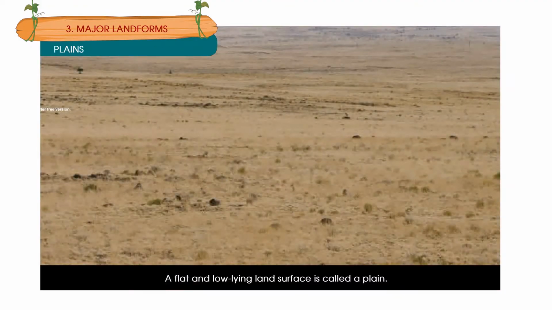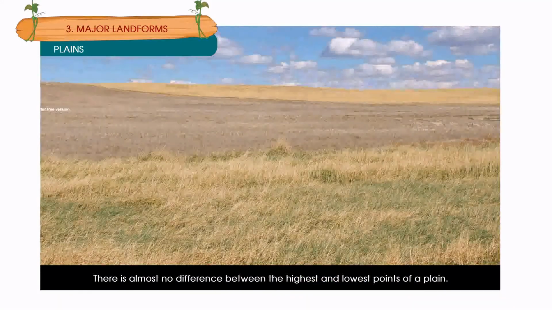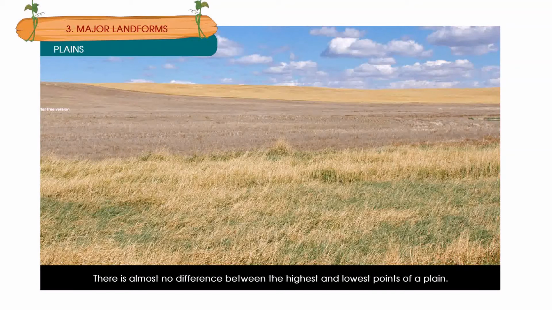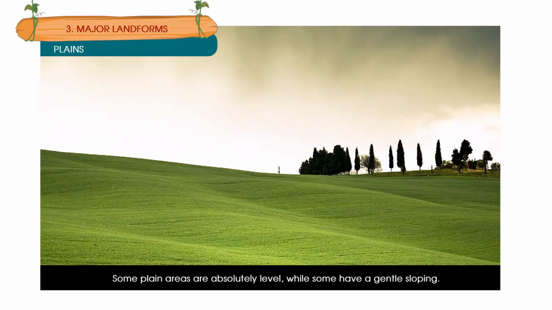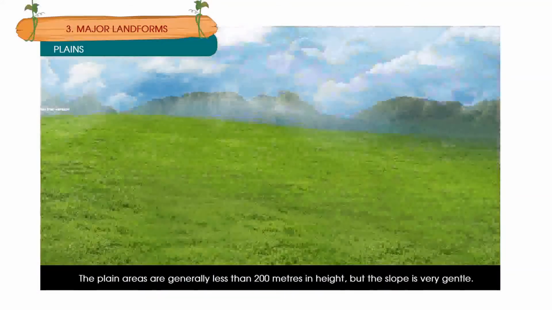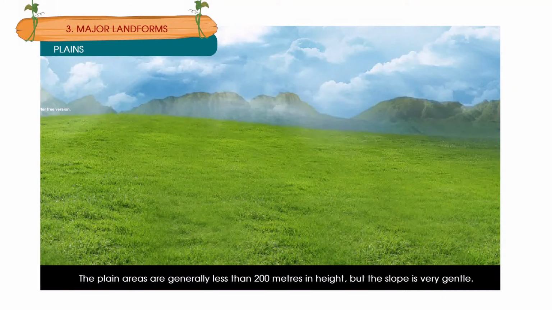Plains. A flat and low-lying land surface is called a plain. They are also called lowlands. There is almost no difference between the highest and lowest points of a plain. Some plain areas are absolutely level, while some have a gentle slope. The plain areas are generally less than 200 meters in height, but the slope is very gentle.